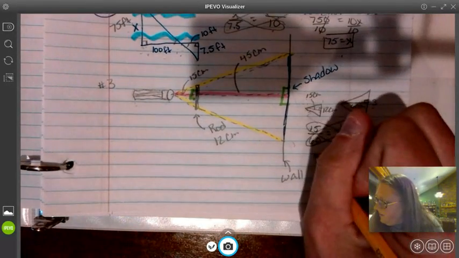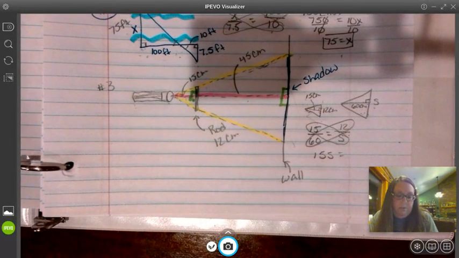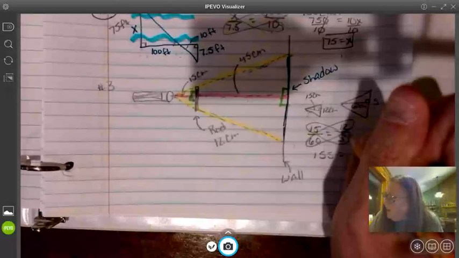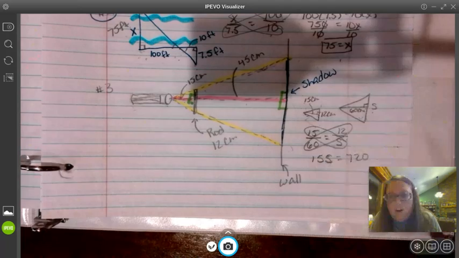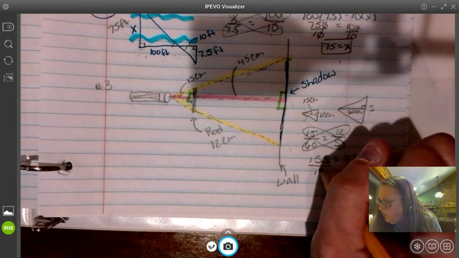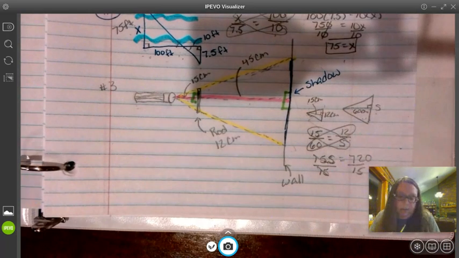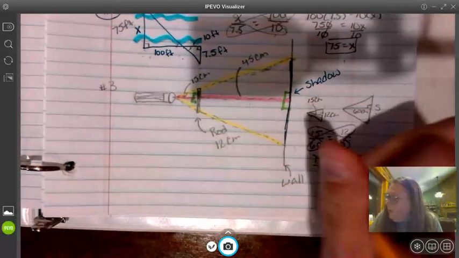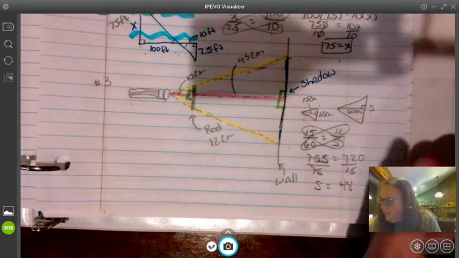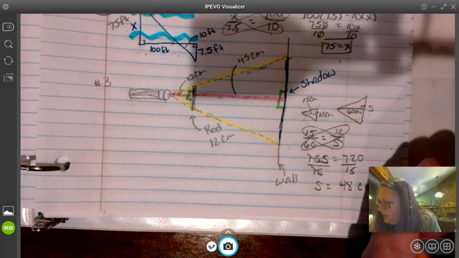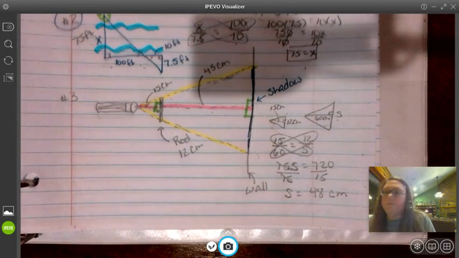So I have 15S is going to equal, take that 12 and multiply it by 60, and that's going to give me 720. Now, again, this is your variable of S, so that's not 155. We're going to make sure we just divide by 15. All right, so we have that 720. We're going to divide it by 15, and we're going to get that our shadow is 48, and that's going to be in centimeters. Okay, so 48 centimeters.